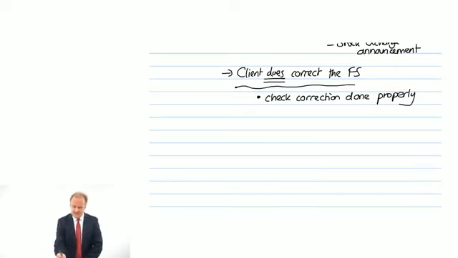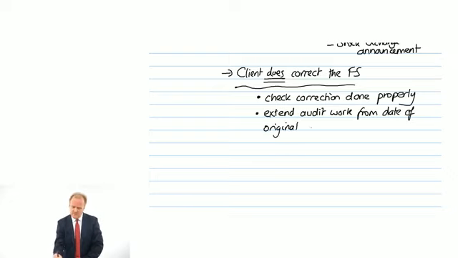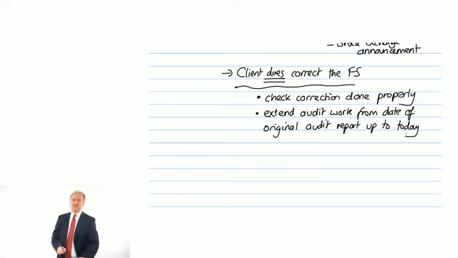If the client does correct the financial statements, check they've done the correction properly. And this is the tricky bit to remember. We have got to extend our audit work from the date of the original audit report up to today. See if there are any other things in the accounts that now need changing, and then we sign a new audit report.